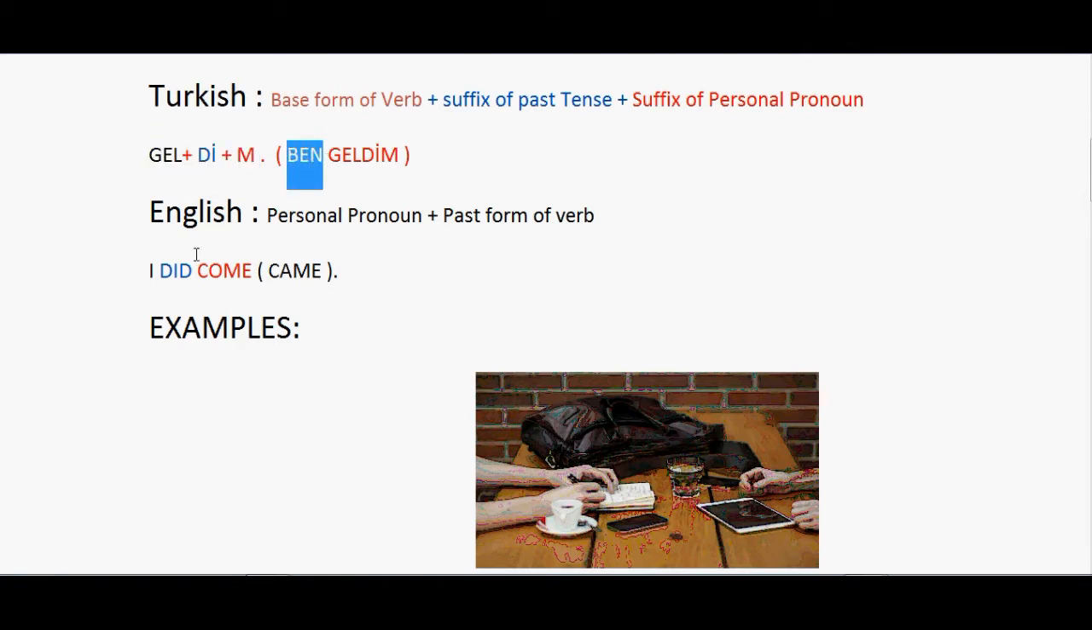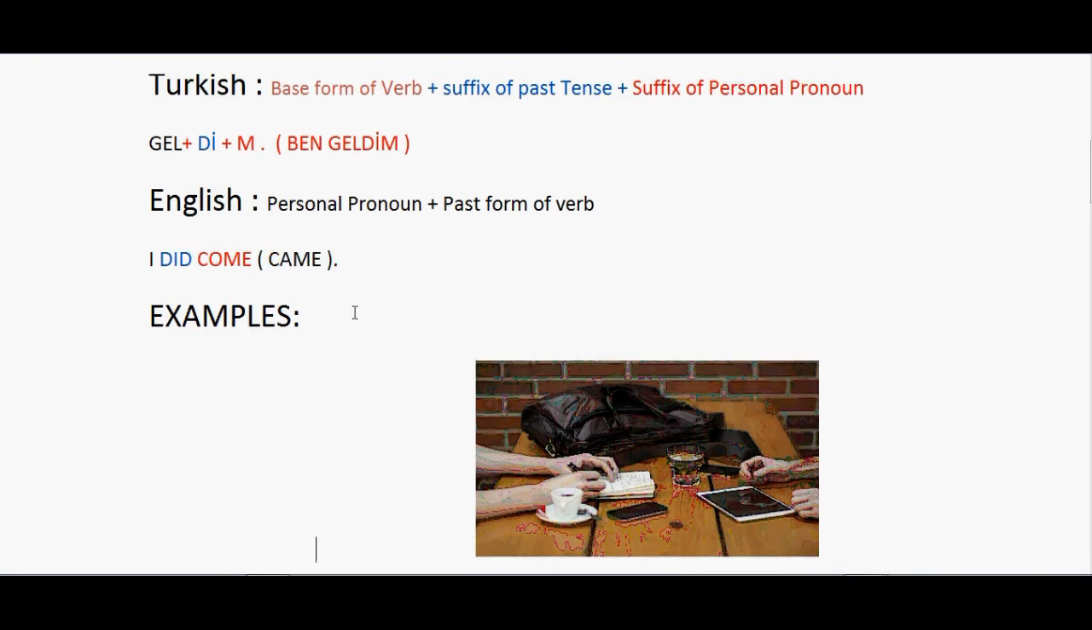Okay, let's get to the English part here. To make a sentence in past simple tense, first you use the personal pronoun, and after that you should use the past form of the verb. Okay guys, for example, I did come, or you can say I came. I did come is a clearer explanation for you guys of how we use this: did, and after it, come, or you can say the past form of the verb. Preferably most people speak this way. And let's see one example here, guys.